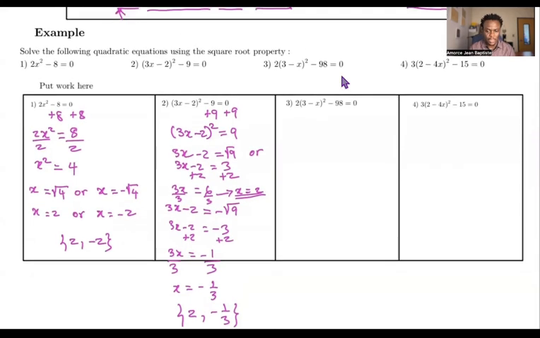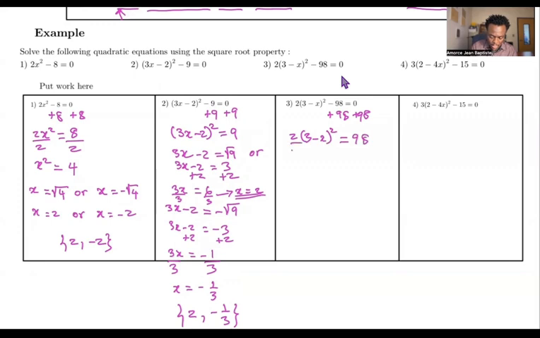We can apply the same thing here too. Add 98. 2 times (3 minus x) squared equals 98. Divide by 2. (3 minus x) squared equals 49. And then two equations can be created.